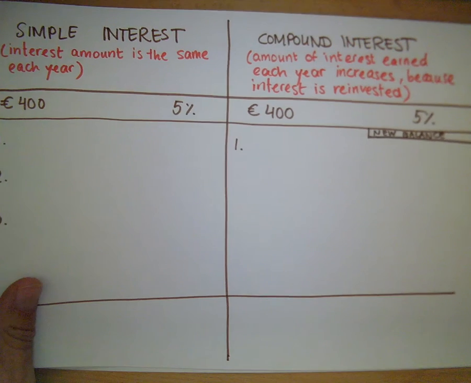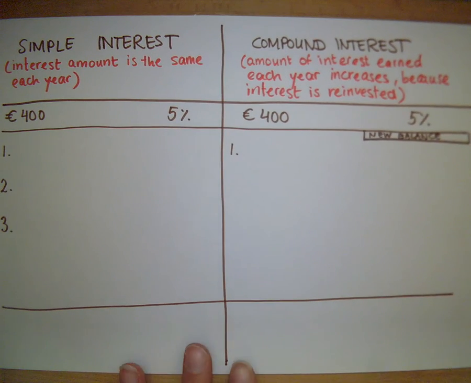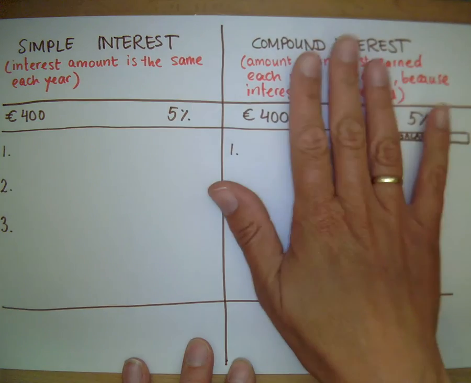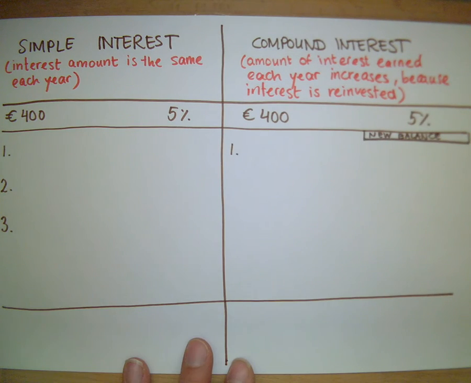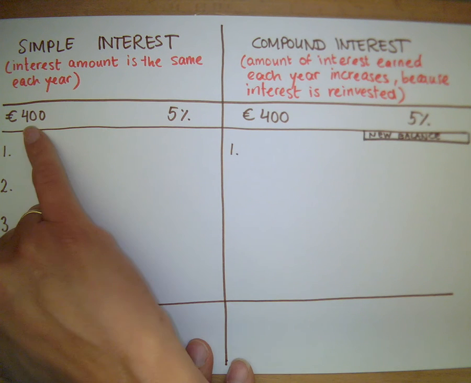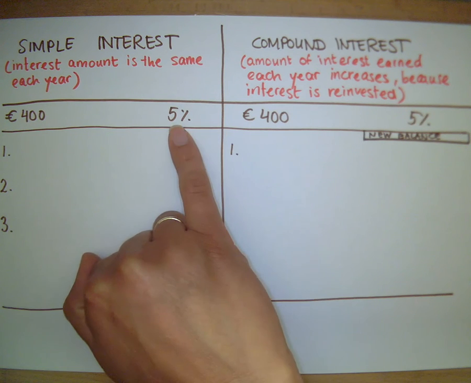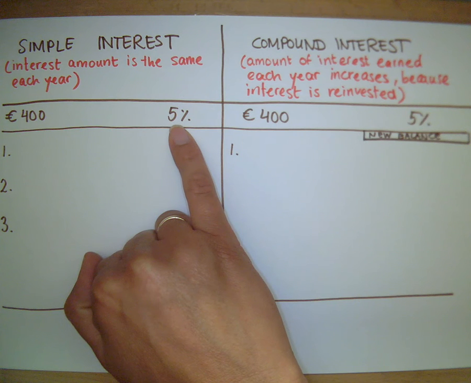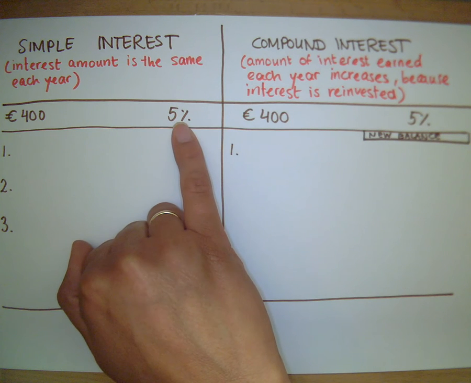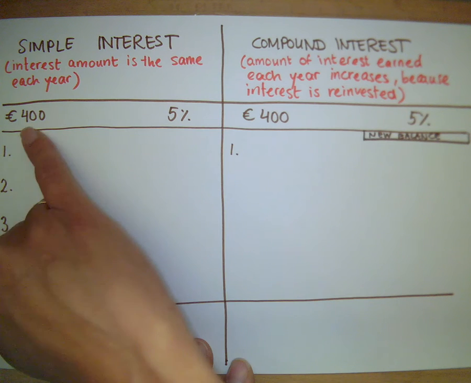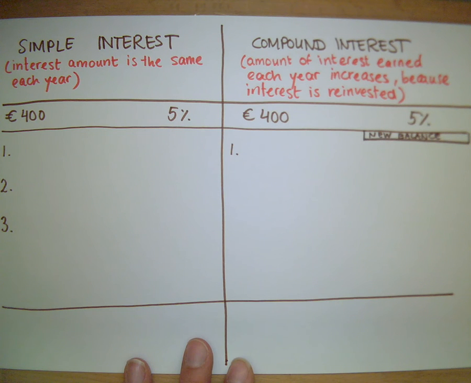All right. Now there's different ways of calculating interest. Compound interest is what normal bank accounts have, but I'll first explain simple interest. With simple interest, say you have 400 euros, you put it into an account, and the bank says, we'll give you 5% of interest per year. Every year, you will receive 5% of that 400 euros.